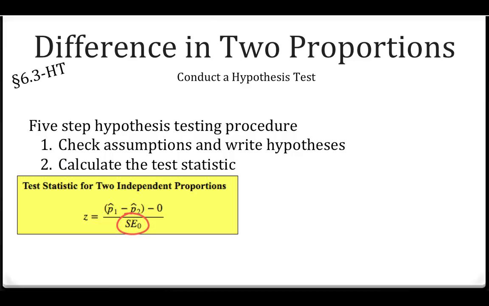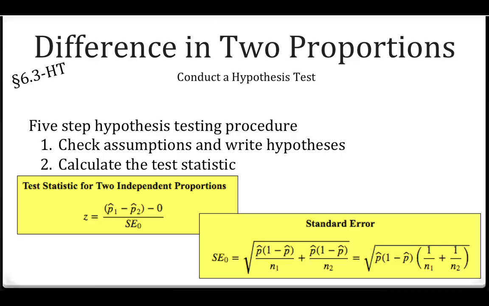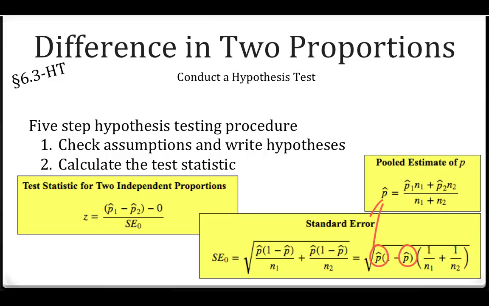The standard error here can be a little bit trickier to calculate because the standard error assumes that the null hypothesis is true. In other words, it assumes that the two proportions are equal. So the proportion that's going into this standard error here, p hat, is actually a pooled estimate of p. This is a way of averaging the two proportions while taking into account the different sample sizes. Before you can compute a test statistic, you need to compute the standard error, and before you compute the standard error, you need to compute the pooled estimate of p.